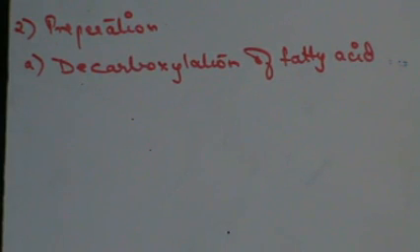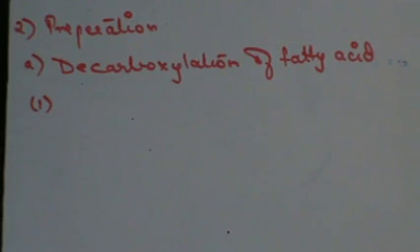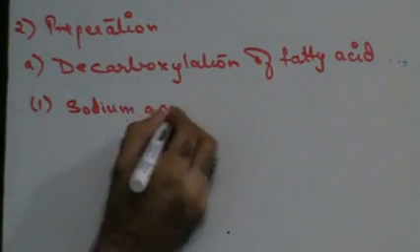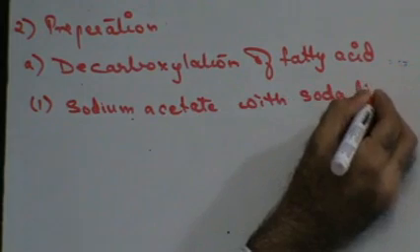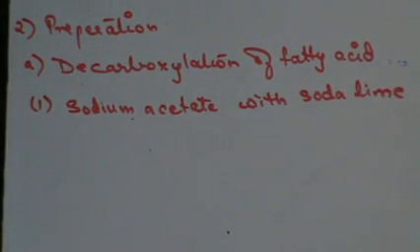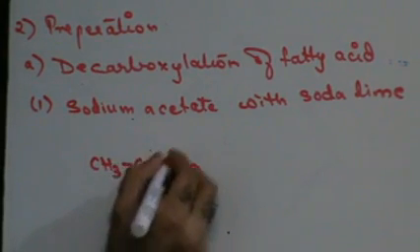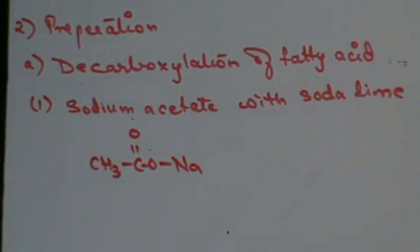For example, now you'll have to understand how to do the reaction. I'm going to explain to you how to do the reaction. What happens when sodium acetate is heated with soda lime? Sodium acetate with soda lime. Right? Sodium, Na, acetate, CH3COO. Right? Acetate group is CH3COO.